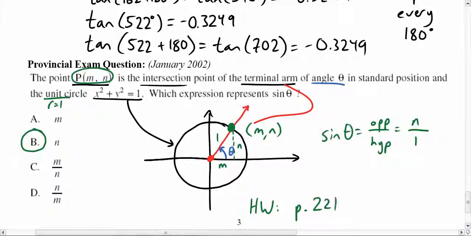Okay, so your homework for today comes from page 221, number 5. And that's just the sine, cosine, and tangent ratios, not the secant, cosecant, and cotangent.